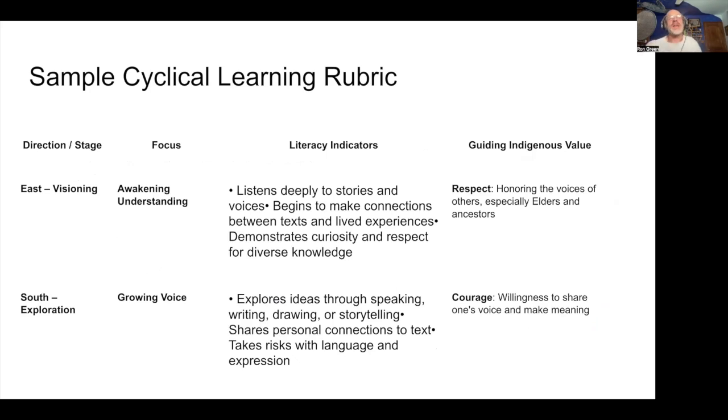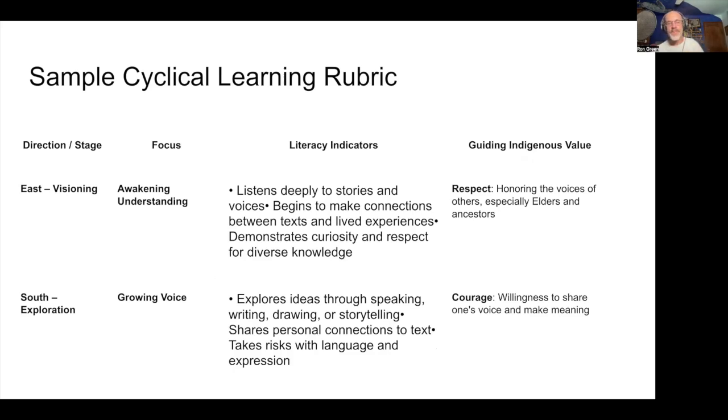Last week, or last month, I'm sorry, we talked about developing rubrics. And so here is a sample rubric for cyclical learning. Now, this will look very different than the rubrics that were very specifically based on literacy skills. Those are very concrete skills. This, as a sample cyclical learning rubric, is examining different processes and trying to account for those.